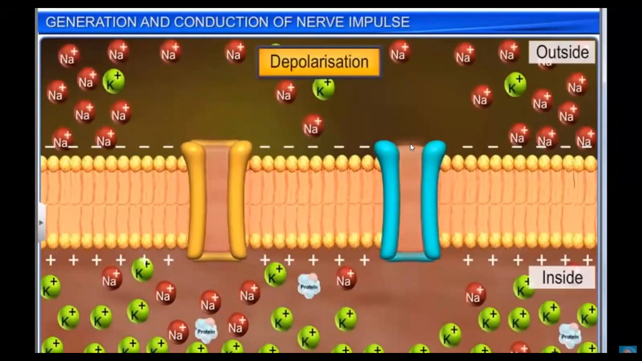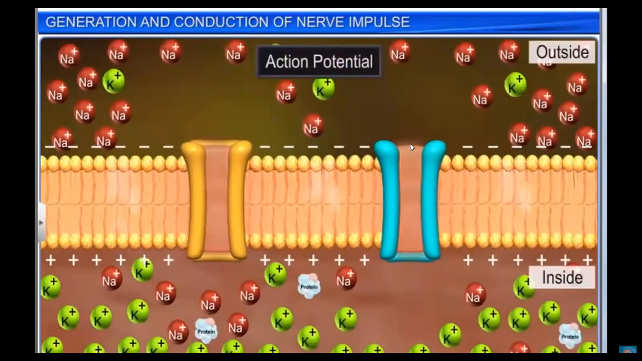The electrical potential difference across the plasma membrane at site A is called the action potential. This action potential travels as a wave of depolarization along the length of the nerve fiber in a particular direction and is called the nerve impulse.